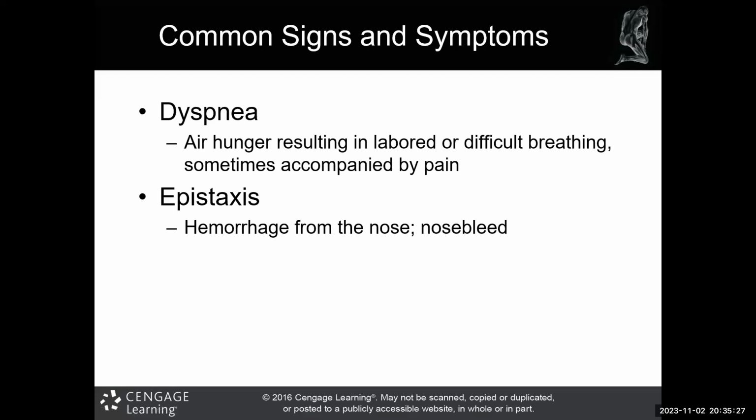Dyspnea, air hunger resulting in labored or difficult breathing, sometimes accompanied by pain. So you're having trouble breathing, pulling breath in, trying to get more air, and it hurts. That's dyspnea. And you're having trouble getting air. Epistaxis is a bloody nose or a nosebleed. So know that term. Hemorrhage from the nose, bloody nose, is epistaxis.